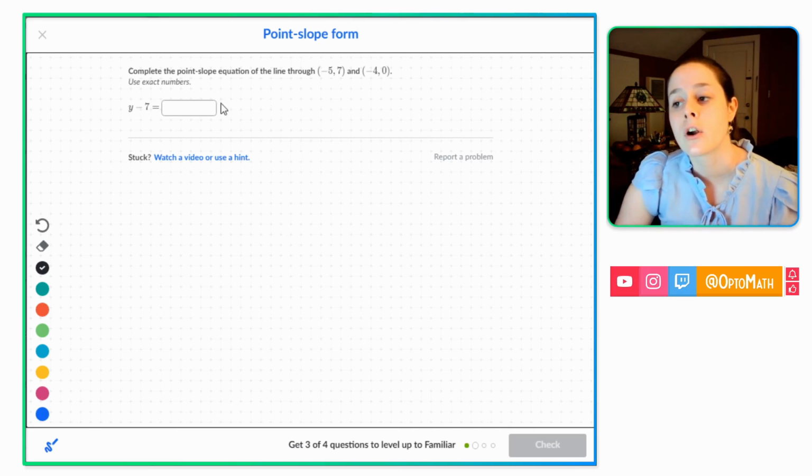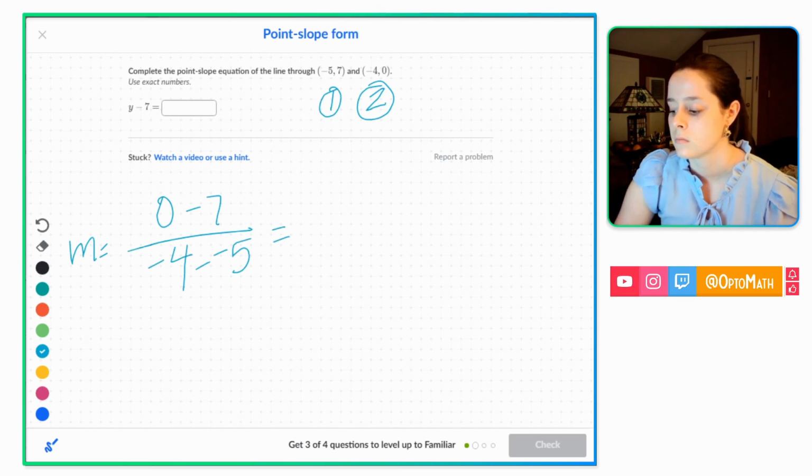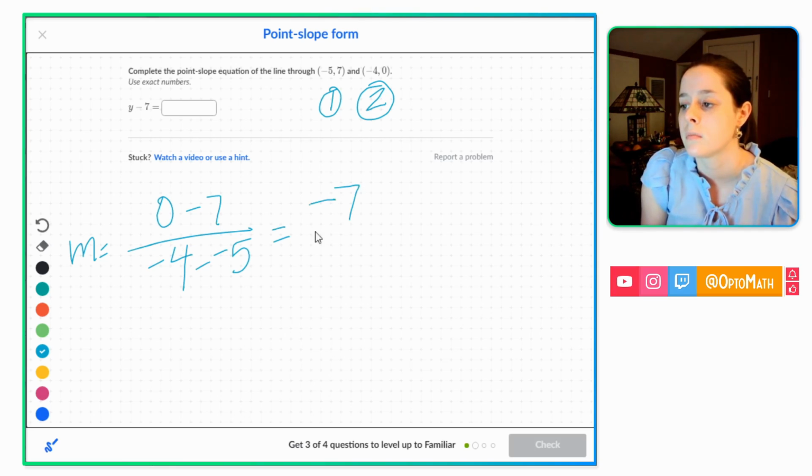This second one also gives us 2 points, and we can tell that they also used this first point for their part of the equation. So let's find the slope first, and then we'll substitute into the point slope formula. We've subtracted our y's, and now we're dividing by subtracting our x's. And we're starting with that second point on both the numerator and denominator. So 0 minus 7 is -7. And -4 minus a -5 is -4 plus 5, which is a 1. So our slope is -7.